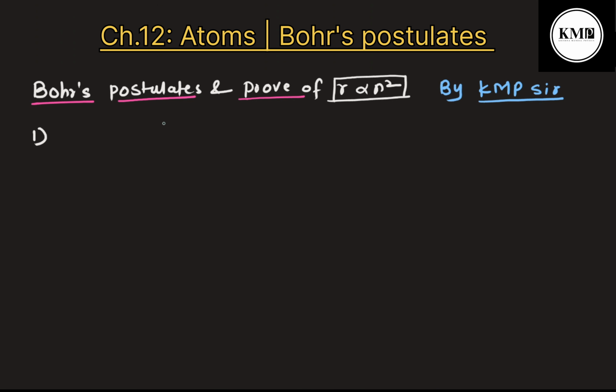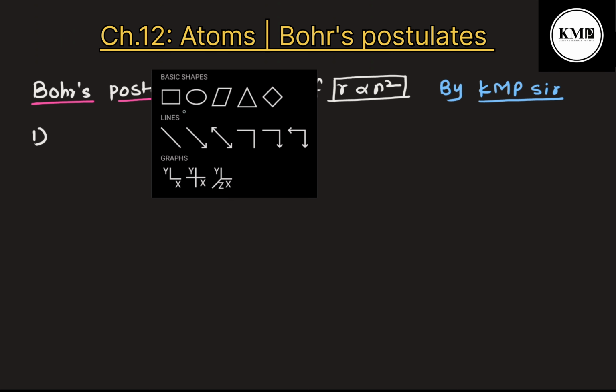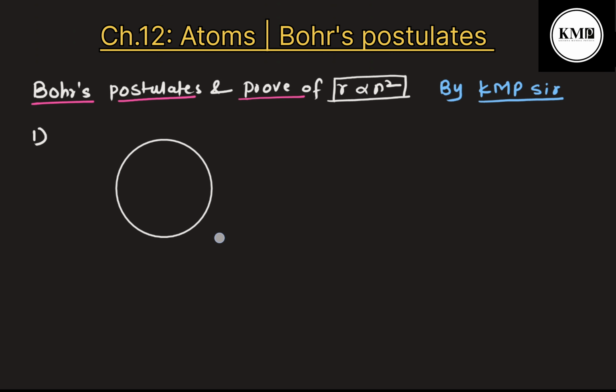let us consider a Bohr orbit. Let us consider this is an atom, a hydrogen atom. This is the nucleus, and here we have a radius r and one electron which is revolving around the positively charged nucleus.